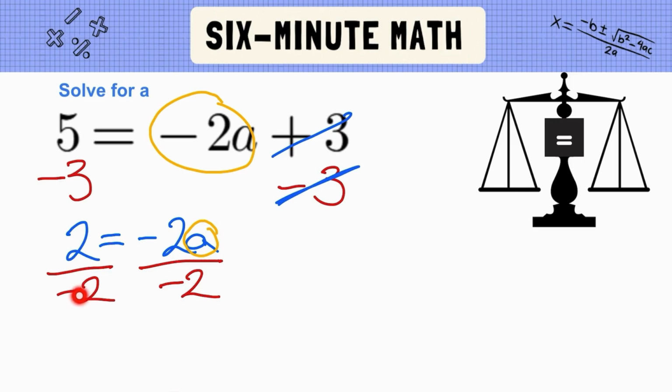2 divided by negative 2 is going to be negative 1, and that's going to equal negative 2 divided by negative 2 is canceling each other out. And we always want our variable first, so we're going to say a equals negative 1.